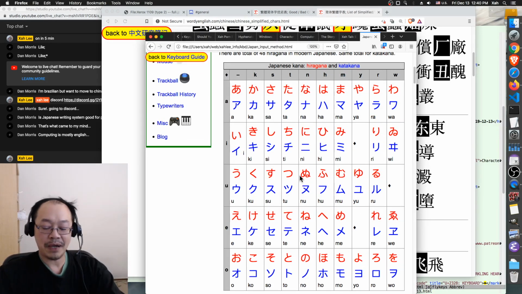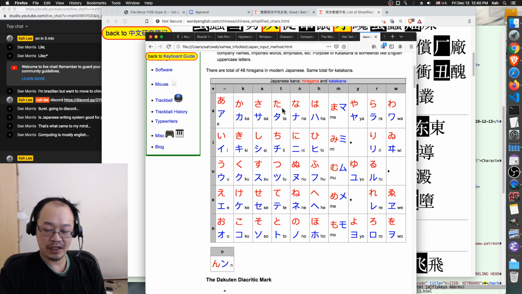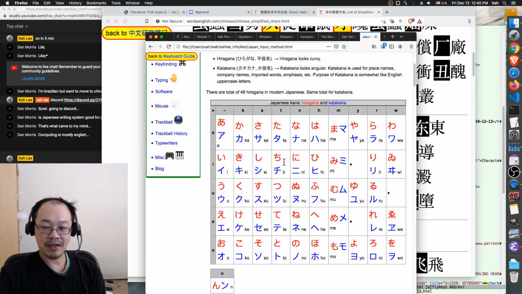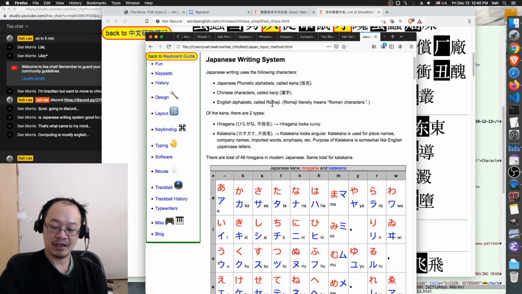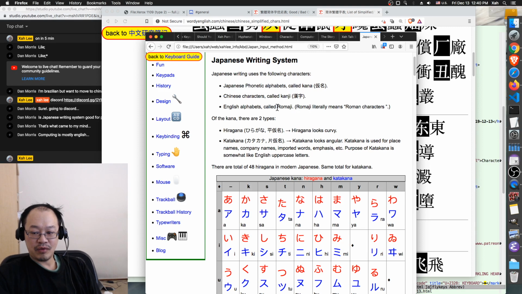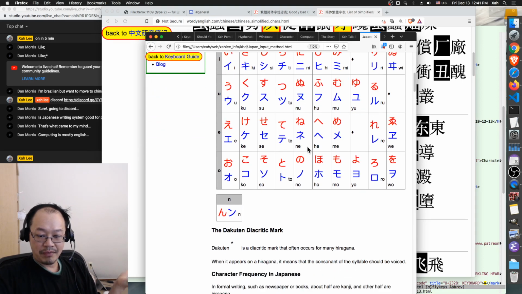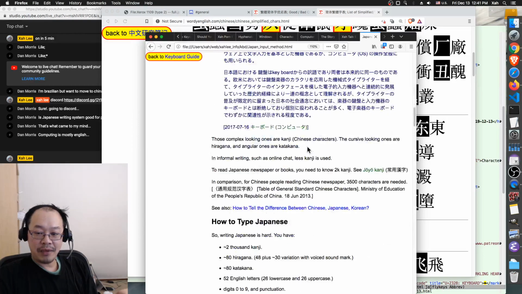So in order to type Japanese, you must be able to type all these kana. There are about 40 hiragana and 40 katakana, so altogether about 80 of these phonetic symbols. Then you also need to type English letters, which in Japanese they call romanji, meaning Roman characters, the Latin alphabet. So you need to type 80 kana symbols, and 26 lowercase plus 26 uppercase English letters.